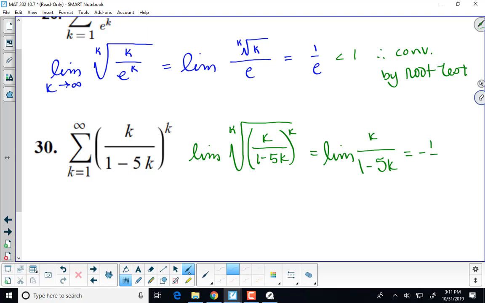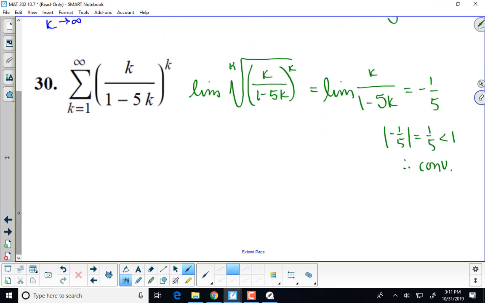Negative 1/5. Checks out. And the absolute value of negative 1/5 is 1/5, which is less than 1, therefore it converges. Didn't we say that it cannot be negative? Is that why we do the absolute value? Yes. The root test assumes all the terms are positive, so we can take the absolute value in the end, or you could just take it right away. A lot of books will write it right inside. You just have to take the absolute value at some point. And then there are guidelines for choosing a test again.